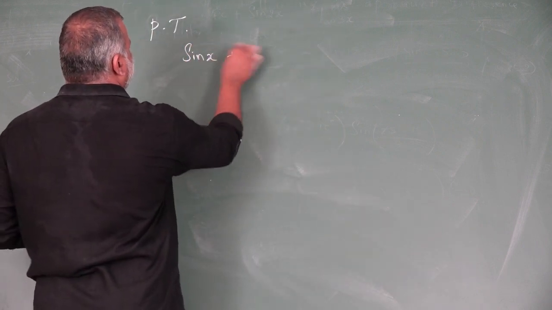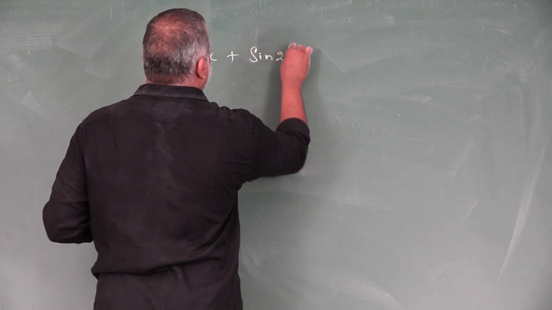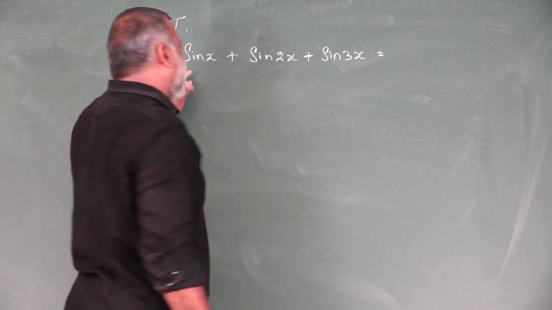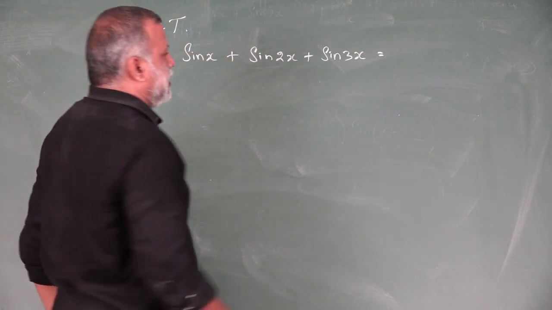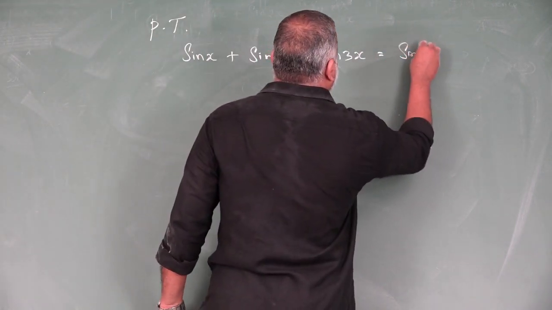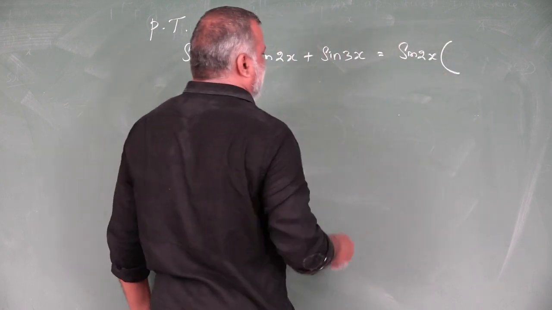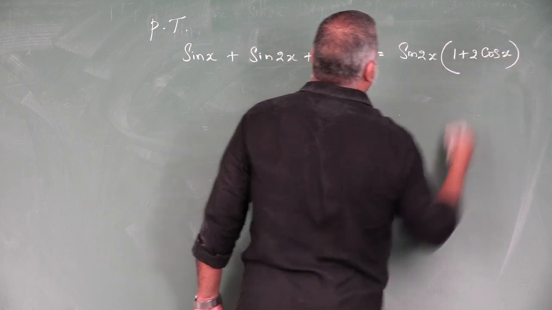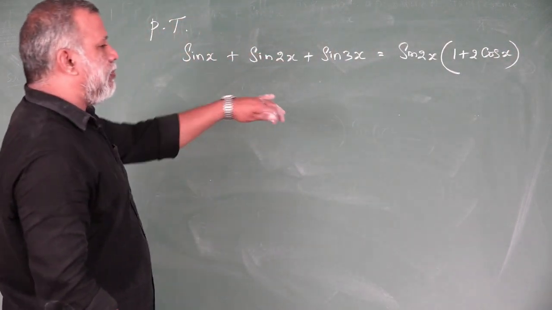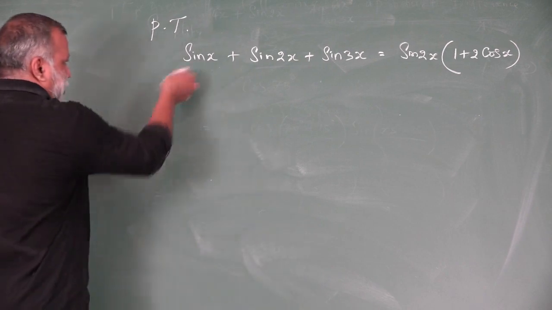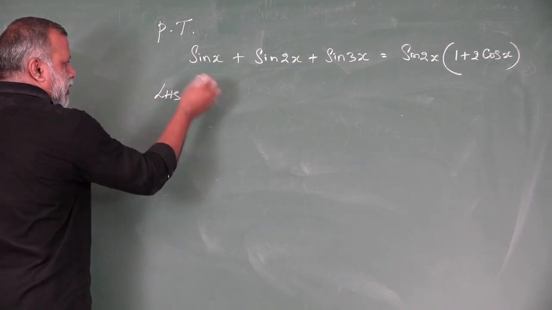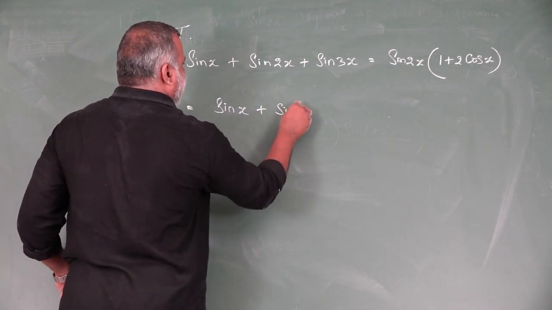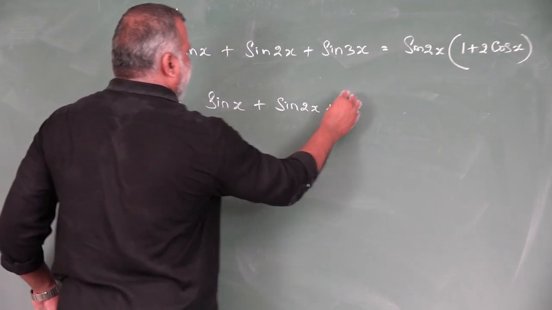sin x plus sin 2x plus sin 3x is equal to sin 2x of 1 plus 2 cos x. Now select your LHS. What is your LHS? Sin x plus sin 2x plus sin 3x.